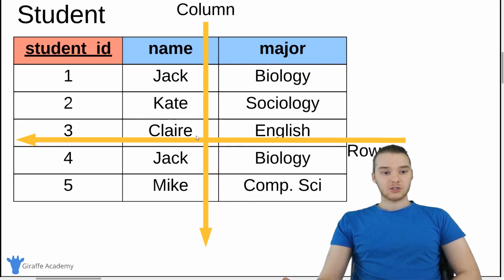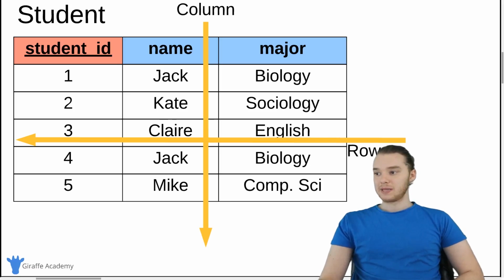So all tables in relational databases are going to have two things. They're going to have columns and they're going to have rows. Now, columns are these vertical sections right here. So a column would define a single attribute, right? So we have our name column. And inside the name column, we have the names of all the students. We have the major column. Inside the major column, we have the majors of all the students, right?